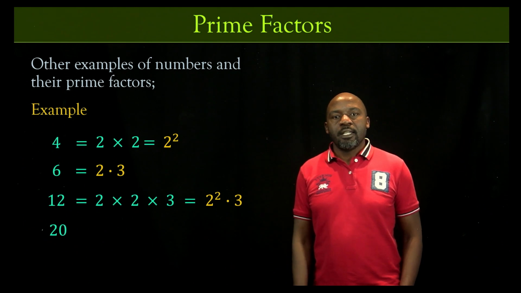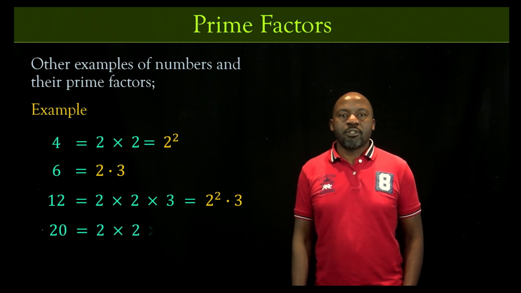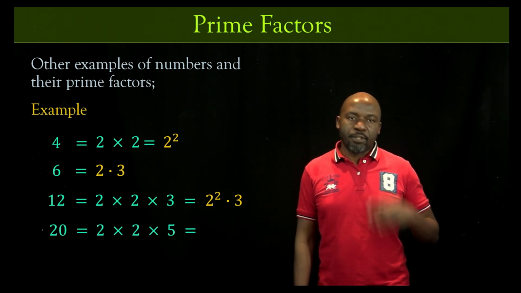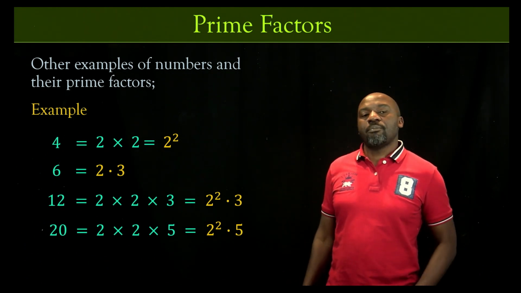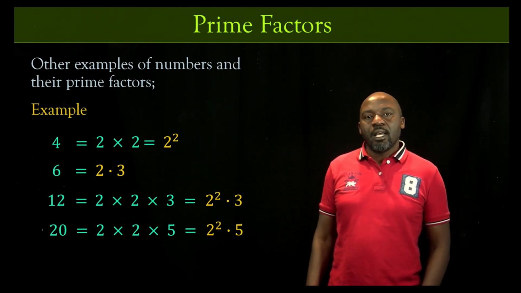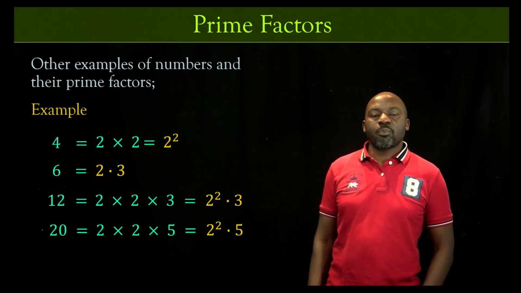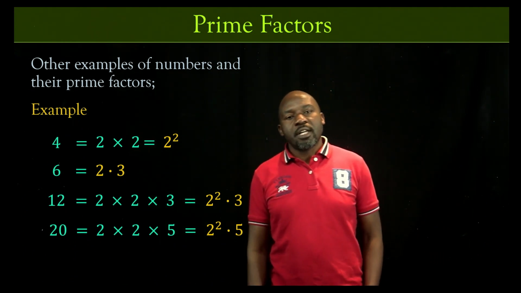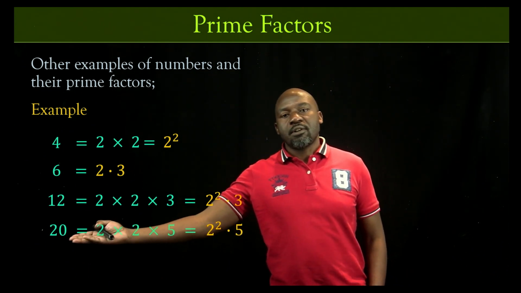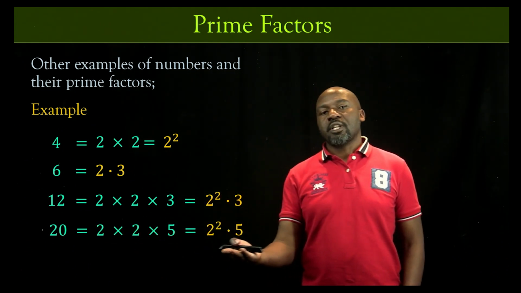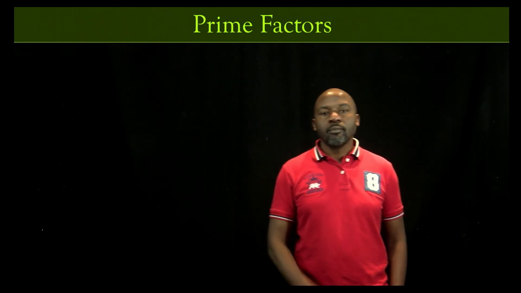Lastly, 20 can be expressed as 2 times 2 times 5, which can be written as 2 squared times 5, and these are the prime factors of 20. And so you can be asked to express a number as a product of its prime factors. If you're asked to express 20 as a product of its prime factors, then you have to express it like this.